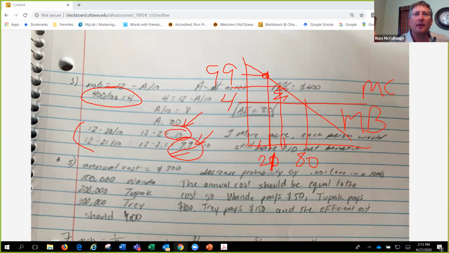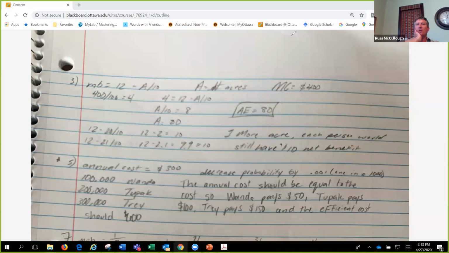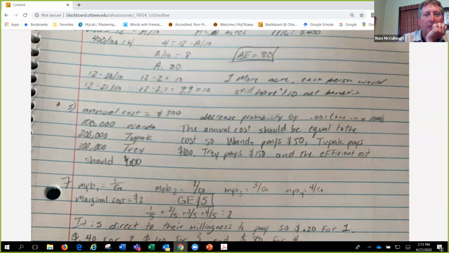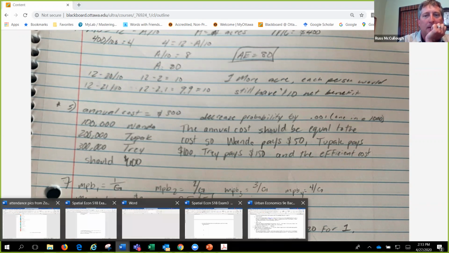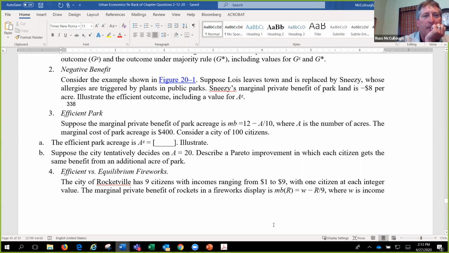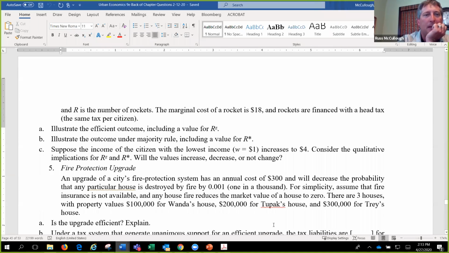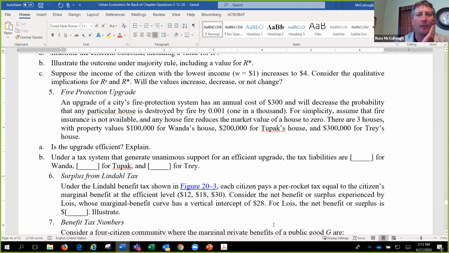All right. Other questions on the homework? Number 5. I wouldn't trust my answer, but number 5. Okay. So basically this one here, let me go back to the question here. So number 5, fire protection.